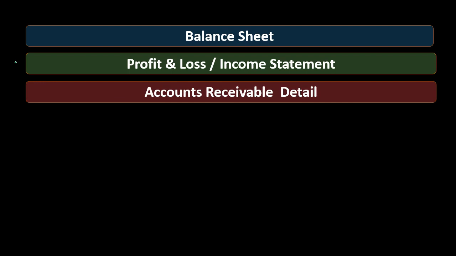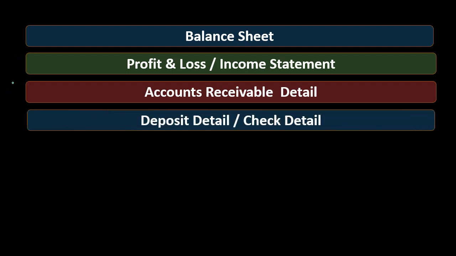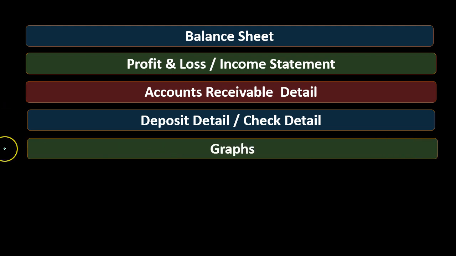Then we have the accounts receivable detail. If we are looking into accounts receivable, and again, we're not under the cash basis method, but if we were to increase the level of method and track accounts receivable, or at least do some invoicing in some way, then we could give a report giving the customer detail for accounts receivable. Deposit detail and check detail. We might actually want to print reports for the actual deposits and checks to show that they have been entered into the system. We can give graphs.